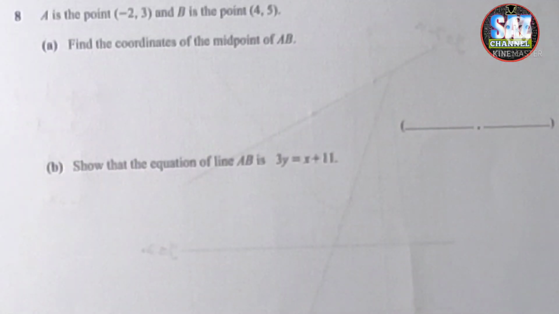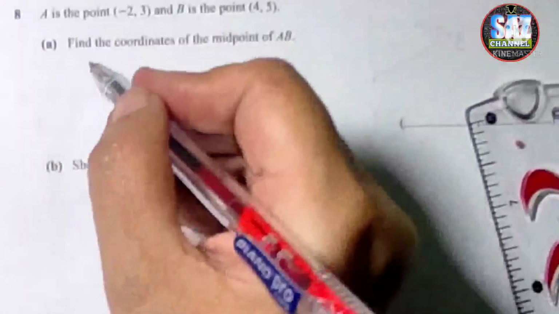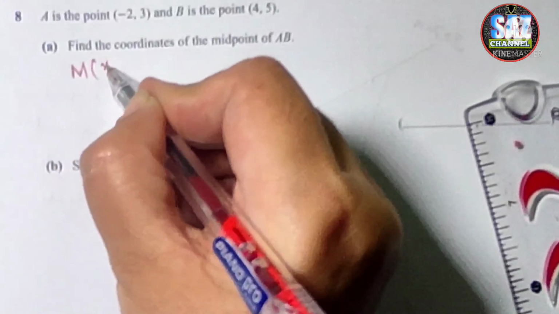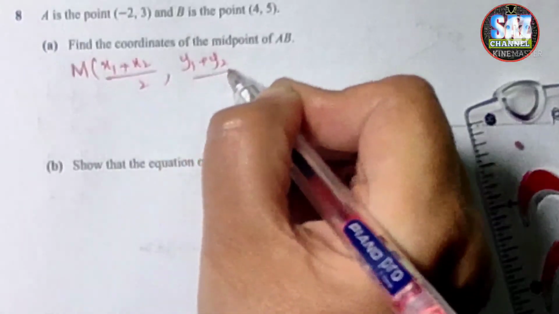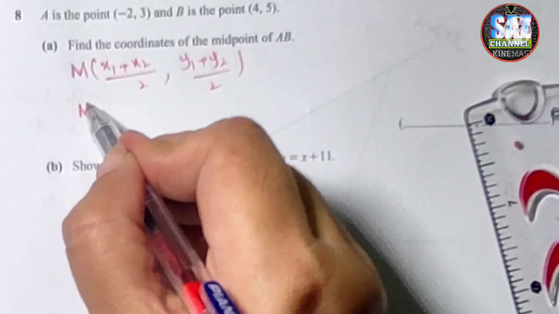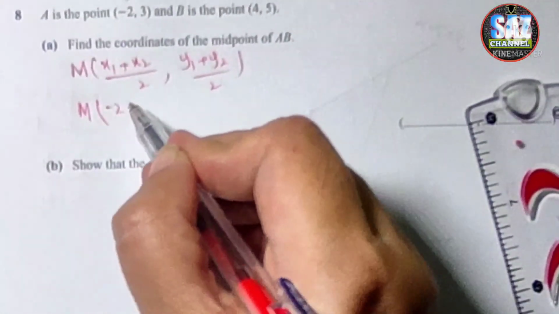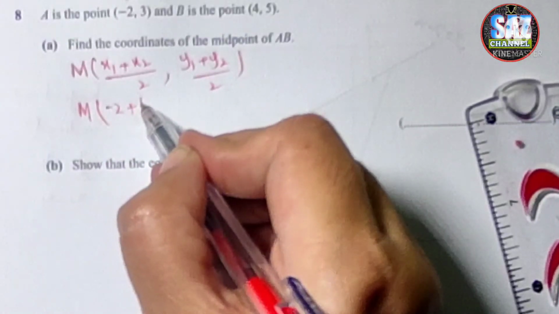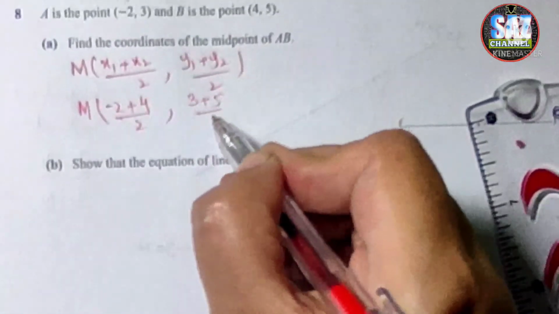The next question is about coordinate geometry, and the question says that A is the point minus 2, 3 and B is the point 4, 5. Find the coordinates of the midpoint. Okay, recall the formula for the midpoint. The midpoint is (x1 plus x2) over 2 comma (y1 plus y2) over 2. So the midpoint of AB will be x1, minus 2, plus 4 over 2, and y1 is 3 plus 5 over 2.